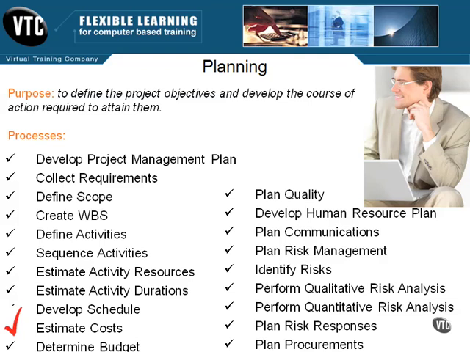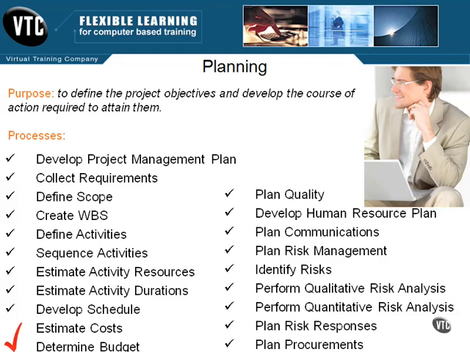Estimate Costs involves estimating the cost of resources needed to complete the work. How much monetary resources are needed to complete the activities? From there, we can move to develop the budget, and that's through the Determine Budget process. This is where the estimated costs of the activities are aggregated together to establish a cost baseline.